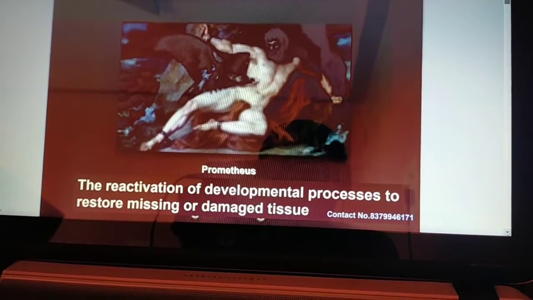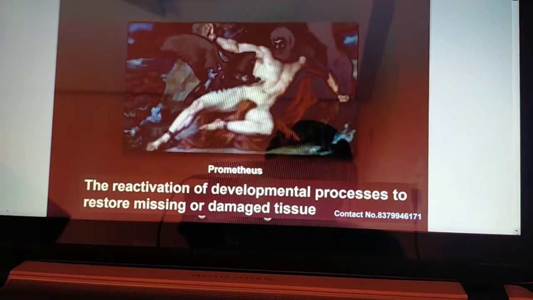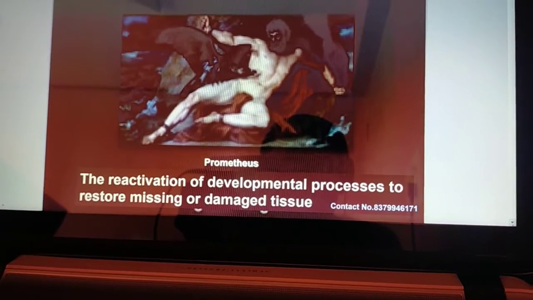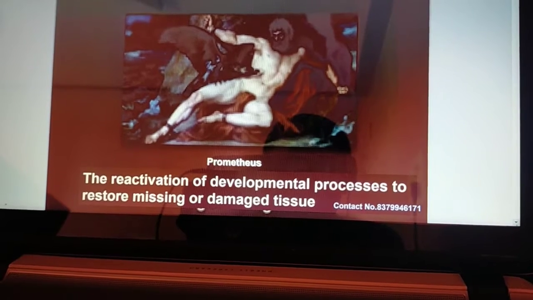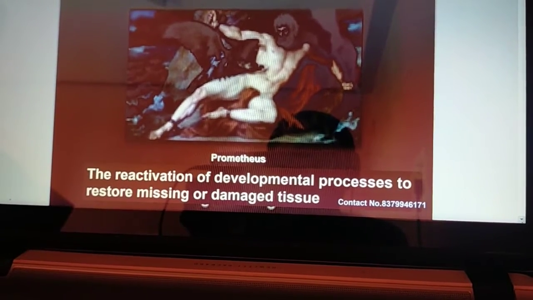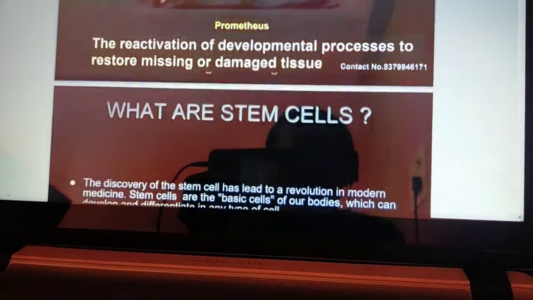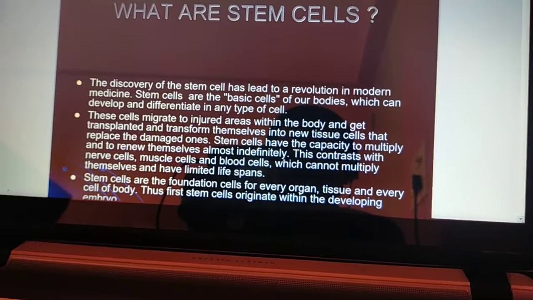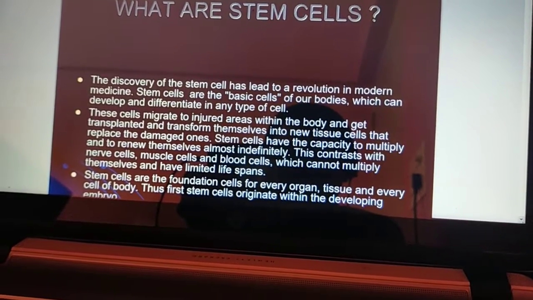This is the quote from Prometheus. He explained regeneration as the reactivation of developmental processes to restore missing or damaged tissue. What are stem cells? The discovery of stem cells has led to a revolution in modern medicine.